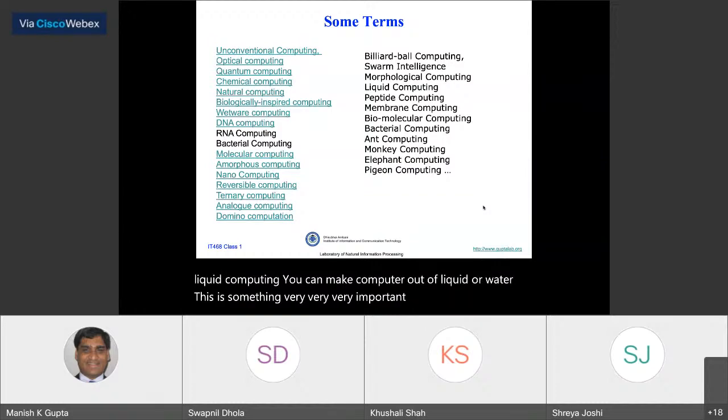This deals with different kinds of equations, very nice mathematical equations that we will discuss. If time permits, we'll probably cover two to three lectures on liquid computing. There is also peptide computing, membrane computing, protein computing, bacterial computing, ion computing. Now people are talking about monkey computing, elephant computing, and pigeon computing. These species can compute for you. They can do certain mathematical operations, and of course you can train them to solve some mathematical problems.